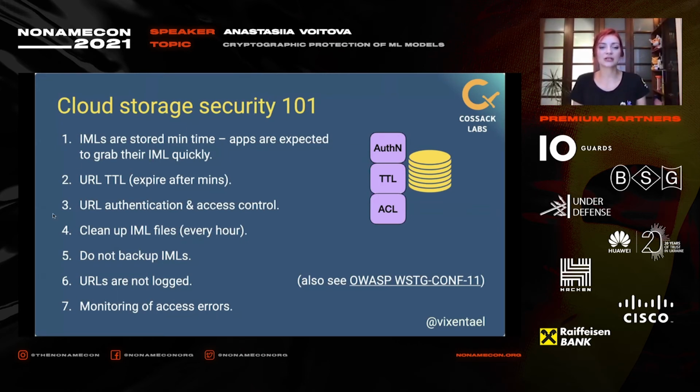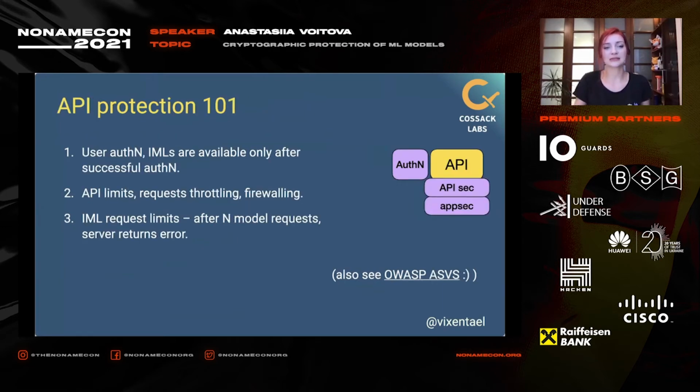Obviously, authentication and access control. And what is very interesting is that many cloud providers have backup functionality out of the box. So do your best, try not to back up sensitive data. Now, API protection. Well, you know all the things on how to protect an API: authentication, API limits, request throttling, firewalling, yada, yada, yada. Just check the OWASP resources and you're good to go.